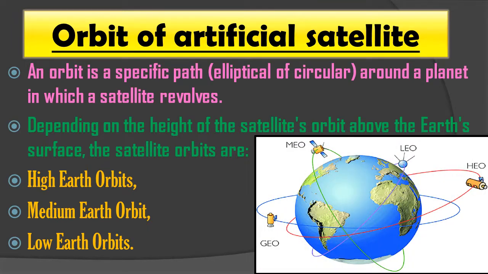Here alongside you can observe the LEO, that is the low Earth orbit, MEO, which stands for medium Earth orbit, and HEO, which means high Earth orbit. So these are the different orbits of an artificial satellite, in which the artificial satellites revolve around a planet or Earth.